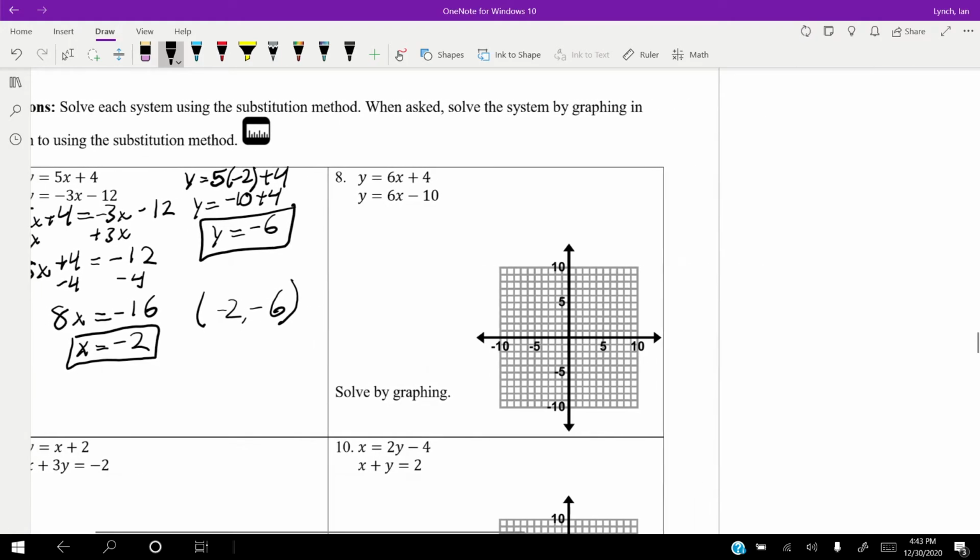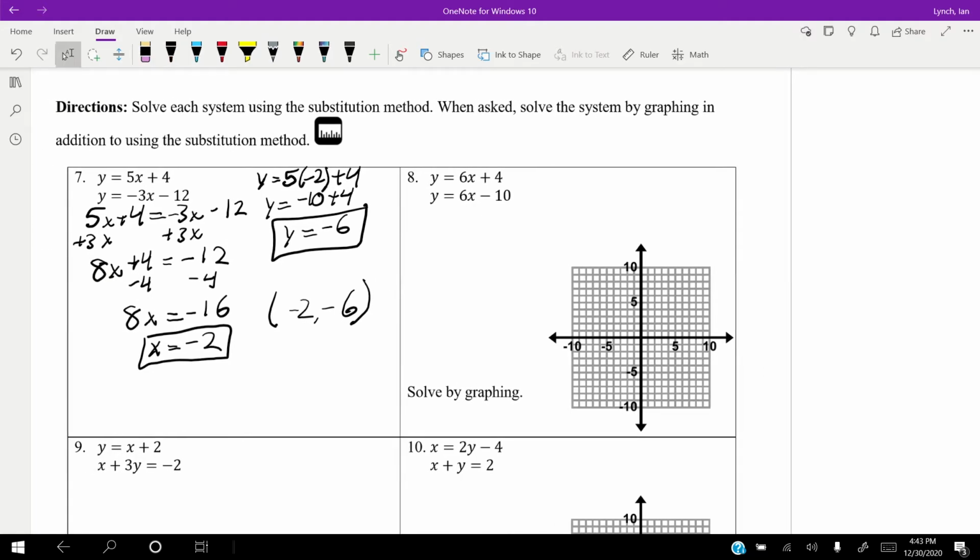Let's do this graphing one. Why not? So again, guys, what we're going to do is we're going to set these equal to each other. All right, so we get 6x plus 4 equals 6x minus 10. Ooh, we might run into an issue here. Let's just subtract 6x and see. Yeah, we ran into an issue. 4 is not equal to -10. So we have no solution here, guys. These are two parallel lines. I'll let you graph them.